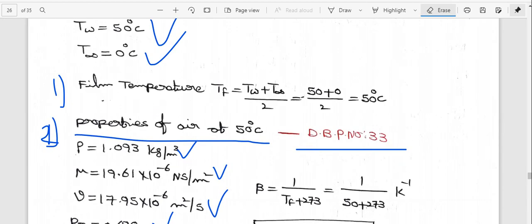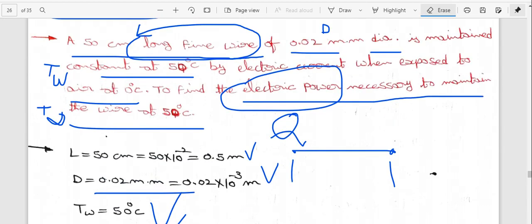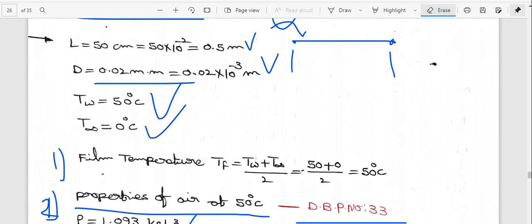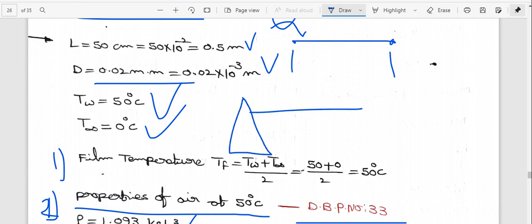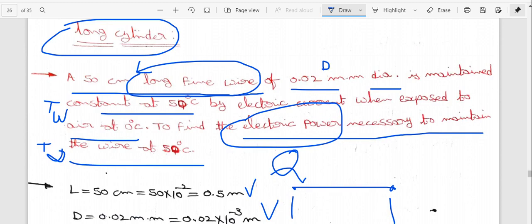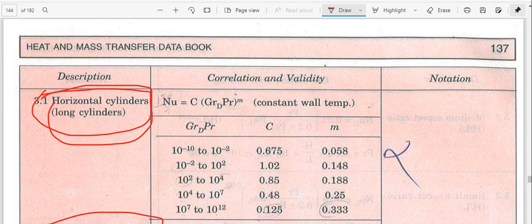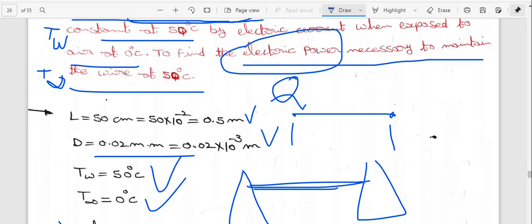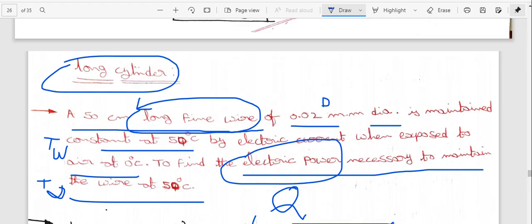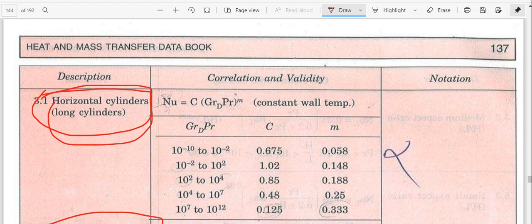So here this is the wire. Electrical wires are always in a horizontal position, from transformer to transformer or from one power pole to another. So for the long wire I am considering a horizontal cylinder. That means the wire is a cylindrical object, that's why I am considering a horizontal long cylinder.